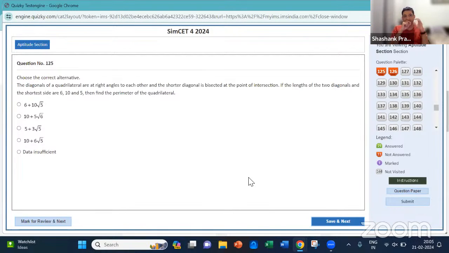So I will have 5 and 5, 10. 5 and 5, 10. And then 5 and 5, 10, and then 3 and 6. 3 square 9, 6 square 36, root 45. Root 45 will be 3 root 5. 3 root 5, root 5, 6 root 5. Yeah, 10 plus 6 root 5. I think this is the answer.